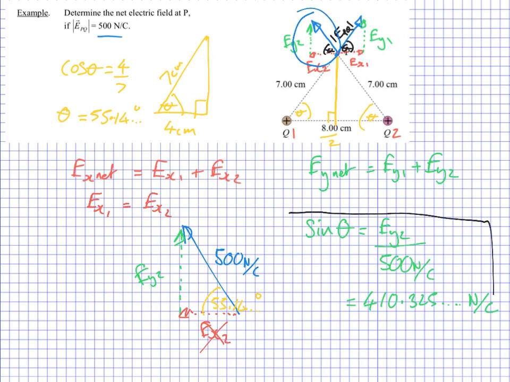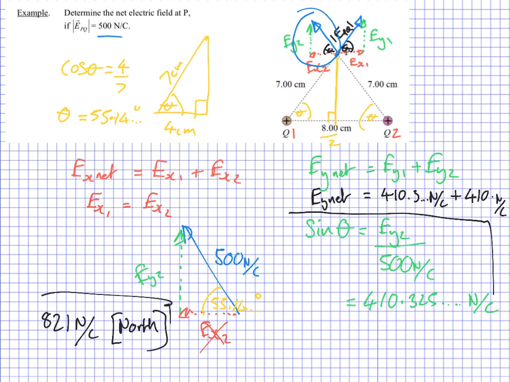So I'm going to continue my EY net expression. My EY net expression is going to be 410.3 something newtons per coulomb plus the same. It's exactly the same, 410 something newtons per coulomb. So in other words, my solution to this question, I'm just going to write this down here, is going to be 821 newtons per coulomb, and I'm just going to call it north. That's my solution.